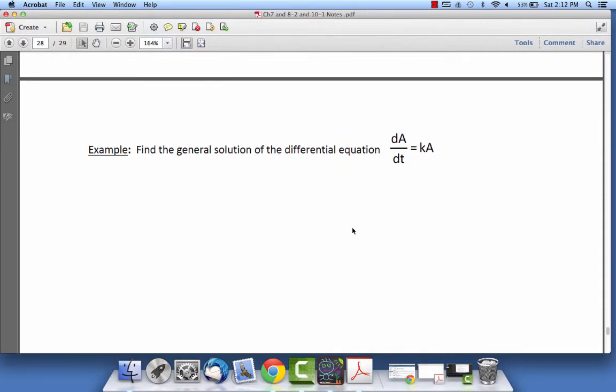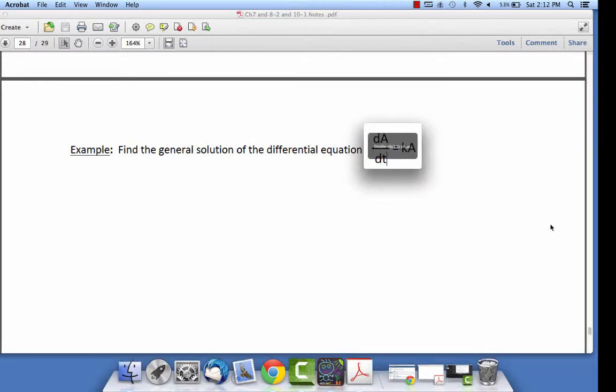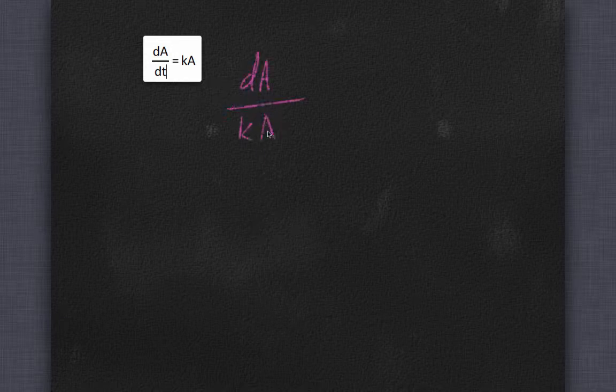Okay, so now we have a constant times whatever the main function is. This is like probably area and time. That's what those usually mean, but at any rate, they're random. So we want to get dA over kA, and don't cancel those A's, equals dt.